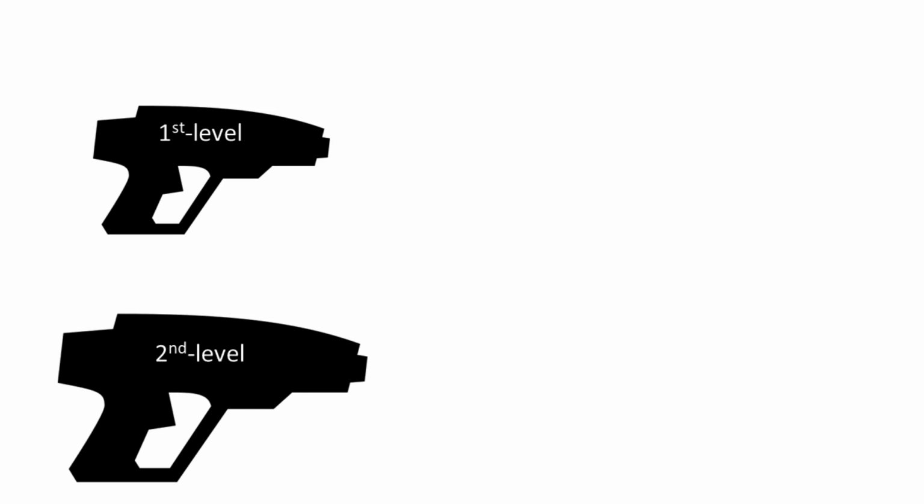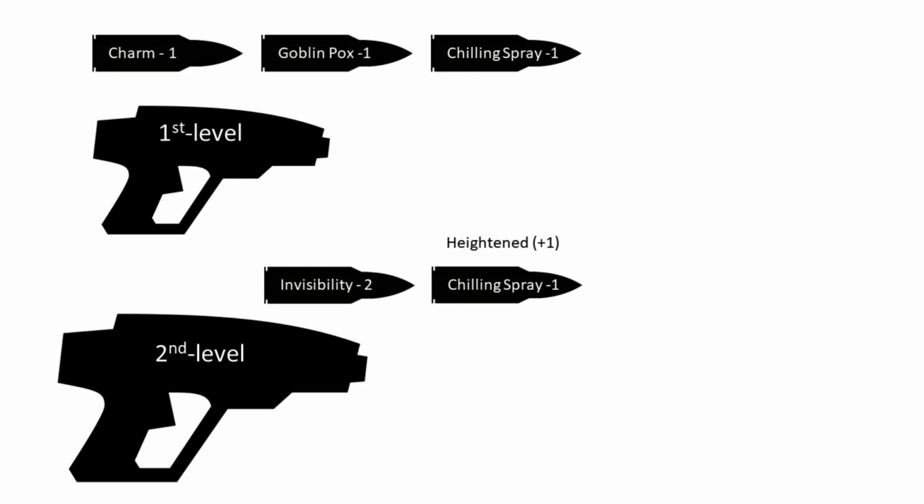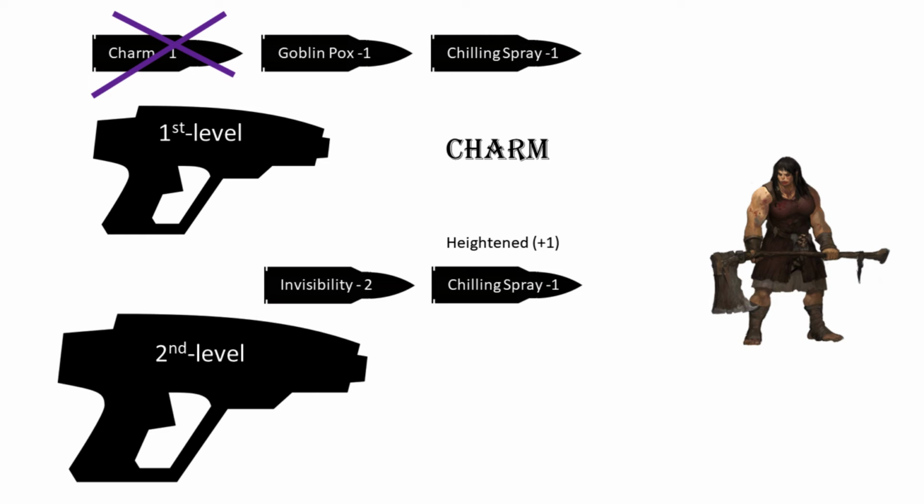So now you have your 2 guns, your first level spells and your second level spells. Let's say you want to cast Charm on this ogre. You fire this bullet, now this bullet is gone.